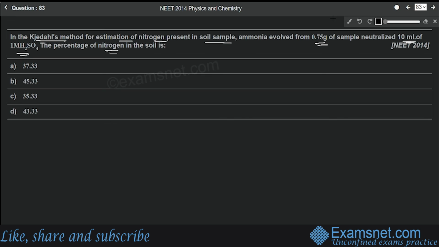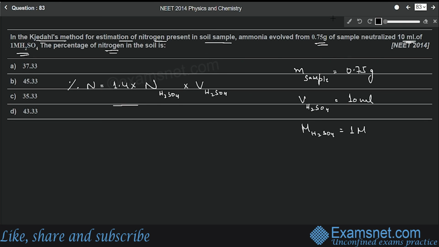So what is given? Mass of the sample is given as 0.75 grams. Then volume of sulfuric acid is given as 10 ml, whereas the molarity of sulfuric acid is given as 1 molar. Now we have to find the percentage of nitrogen. So that will be equal to 1.4 into normality of sulfuric acid into volume of sulfuric acid upon mass of the sample. Okay, this is the formula to find the percentage of nitrogen.